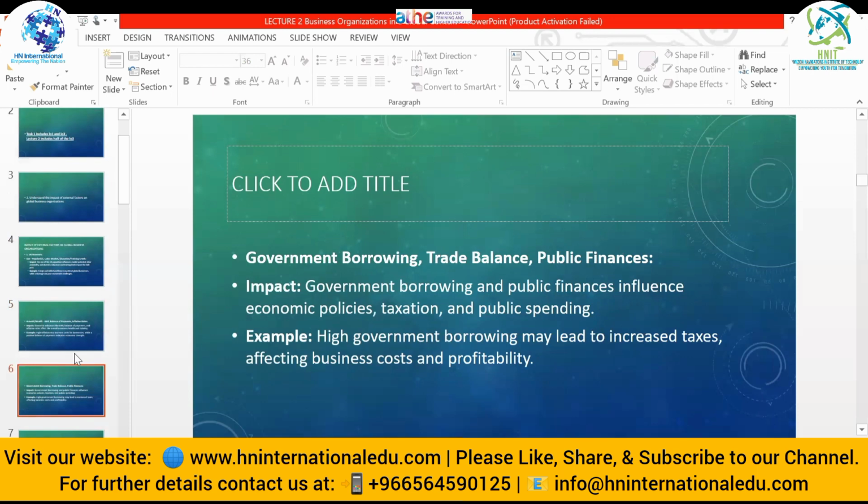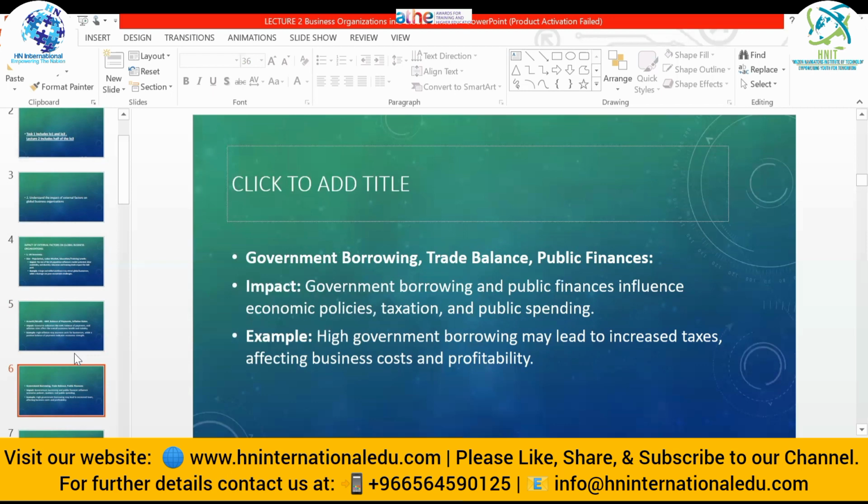Then we have government borrowing, trade balance, and public finances. The impact is that government borrowing and public finances influence economic policies, taxation, and public spending. Why? We have fiscal policy in economics, which is related to the government sector. Fiscal policy is basically when the government wants to increase taxation plus spending. They take taxes from the general public, and they apply them in making street lamps, parks, and hospitals.